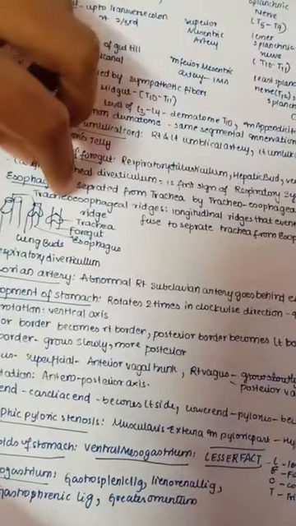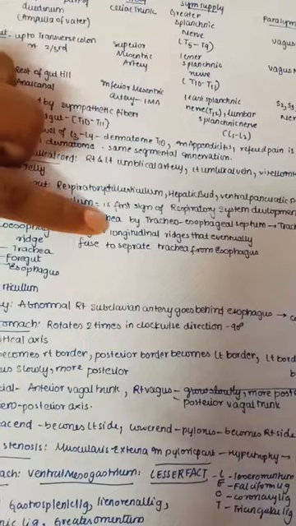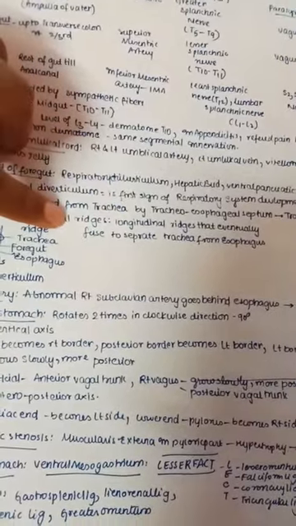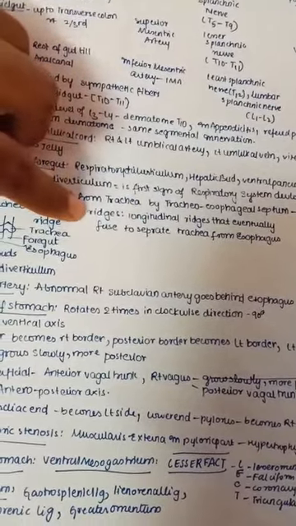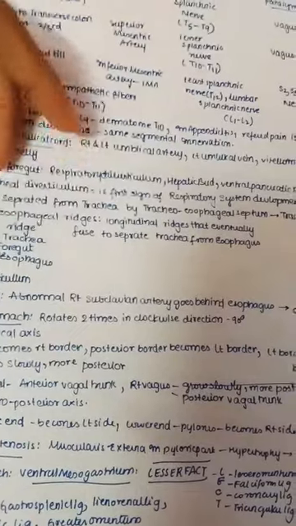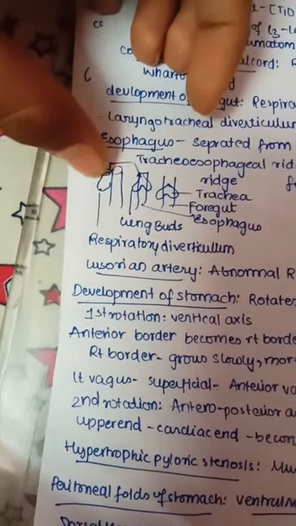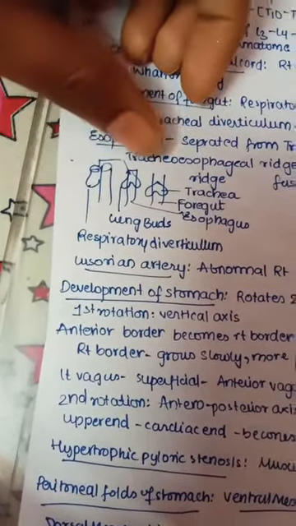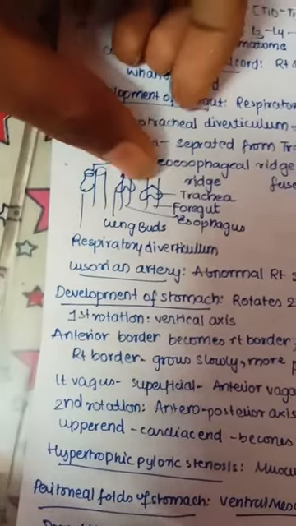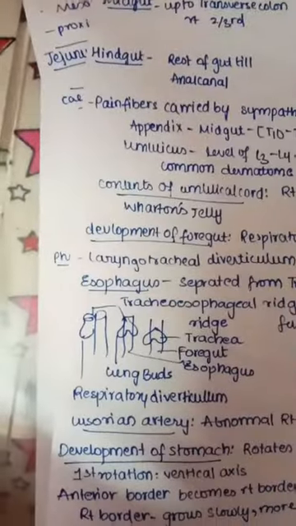Next, the tracheoesophageal ridges are longitudinal ridges that eventually fuse to separate the trachea from the esophagus. So the trachea and esophagus are separated from each other by the tracheoesophageal ridges. By this diagram we'll try to understand. This is the trachea, this is the esophageal ridge. This middle is the tracheoesophageal ridge. It separates them so that both can form 2 separate tubes.